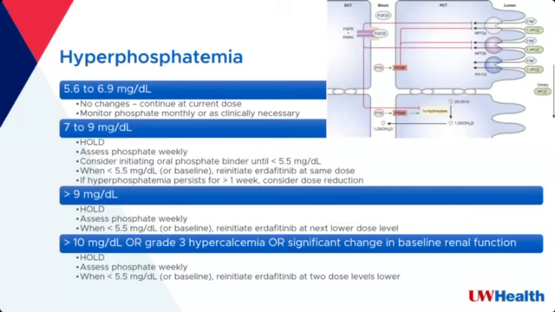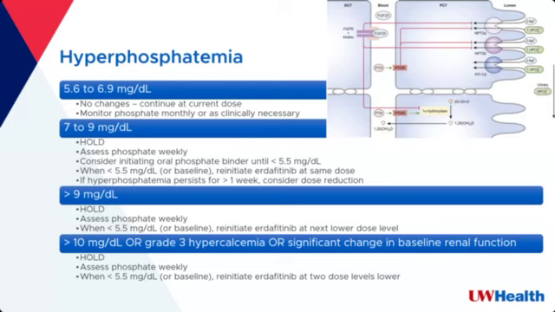So for a phosphate of 7 to 9, we need to hold erdafitinib and assess phosphate weekly. We can consider initiating an oral phosphate binder until those levels are less than 5.5. And once those levels are less than 5.5, we can restart erdafitinib at the same dose, unless hyperphosphatemia persists for more than a week, then we need to consider a dose reduction.